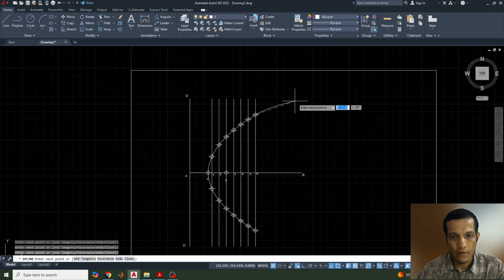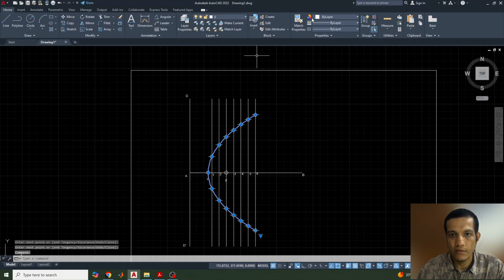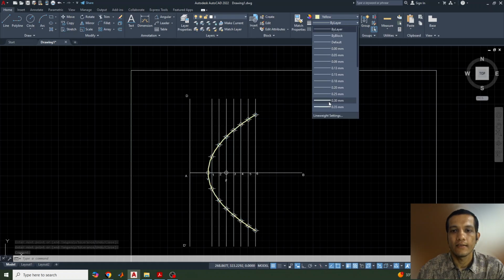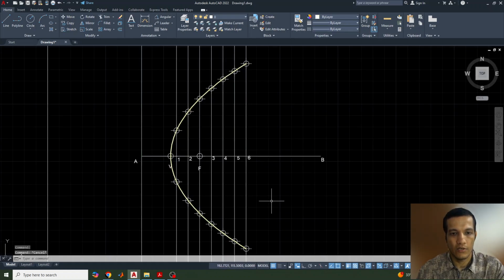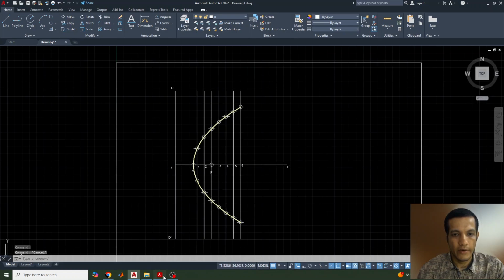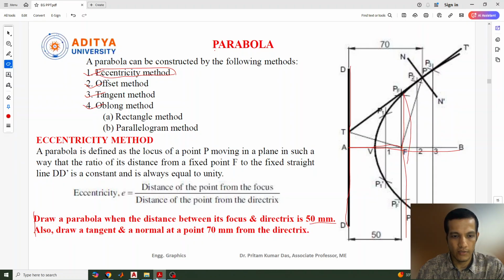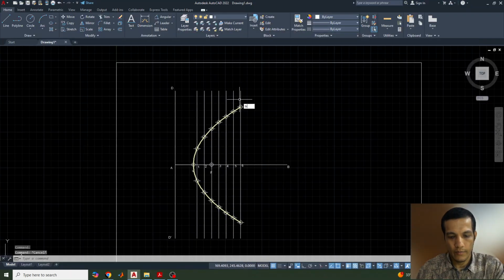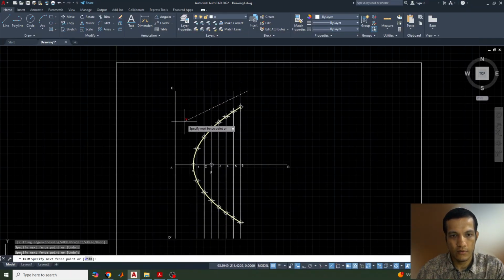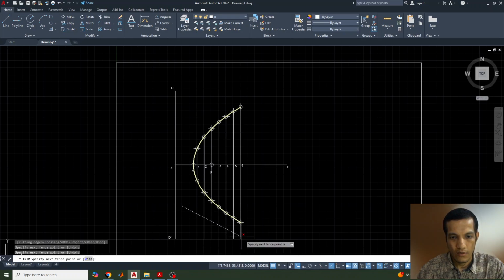It should be kept like this. Enter it. Okay, and now this arc, just change the color and give the thickness of this. Next we can delete all these points, these lines, by the trim command. Just trim.